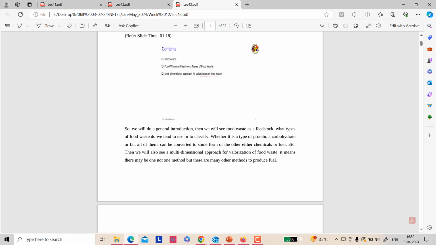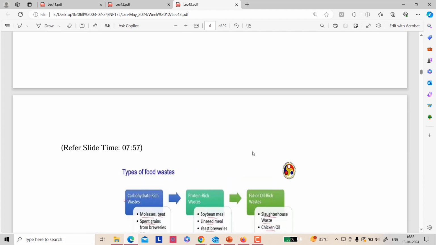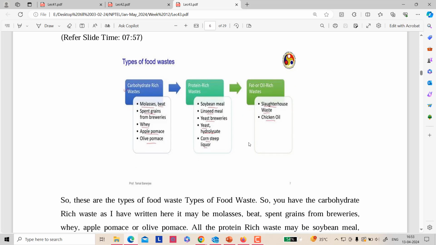So if you want to go into the details, this is the types of food waste. Carbohydrate rich food waste includes molasses, wheat, spent grains from breweries, whey, then apple pomace and olive pomace. Protein rich wastes include soybean meal, linseed meal, yeast from breweries, and hydrolyzed corn steep liquor. Slaughterhouse waste and chicken oil come under the fat or oil-rich waste. So these are the examples of the three different types of food waste.